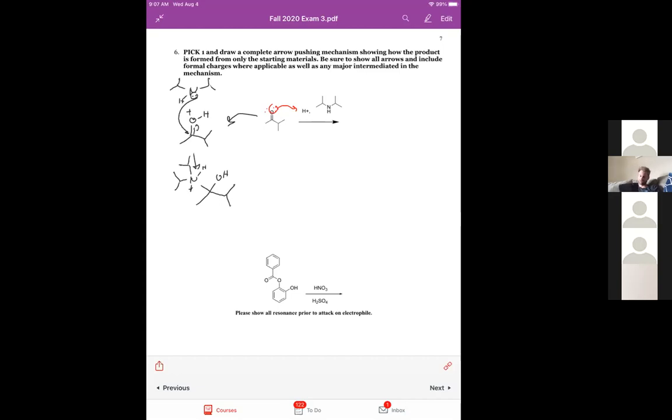If you guys just want to draw a quick transfer, having the oxygen pick up the proton, I'm fine with that. So oxygen can pick up this proton here. We can make water. Our amine can come kick out that water to make our amine.